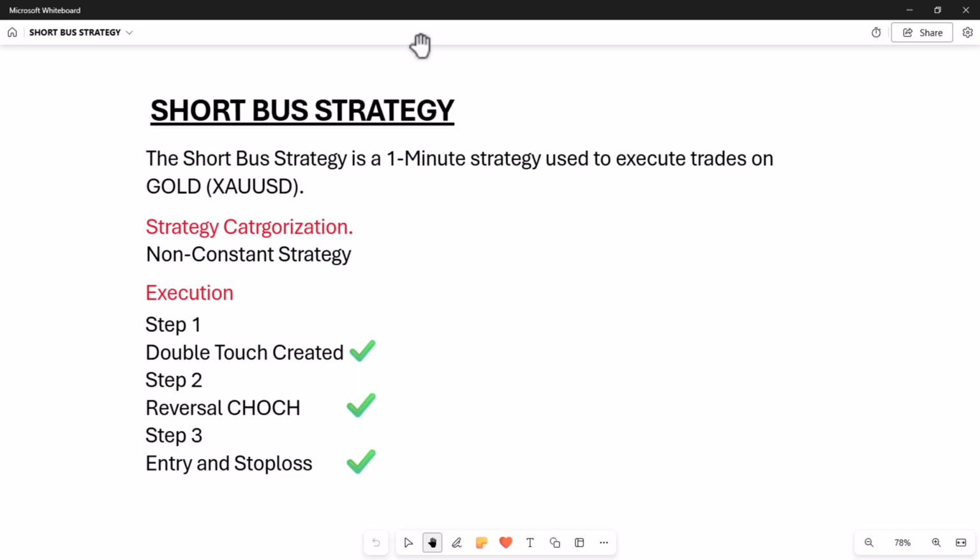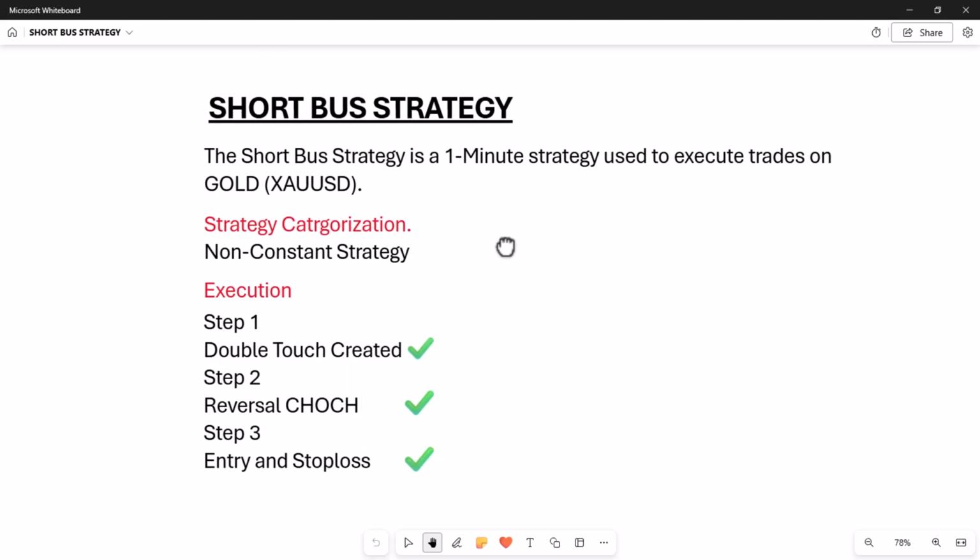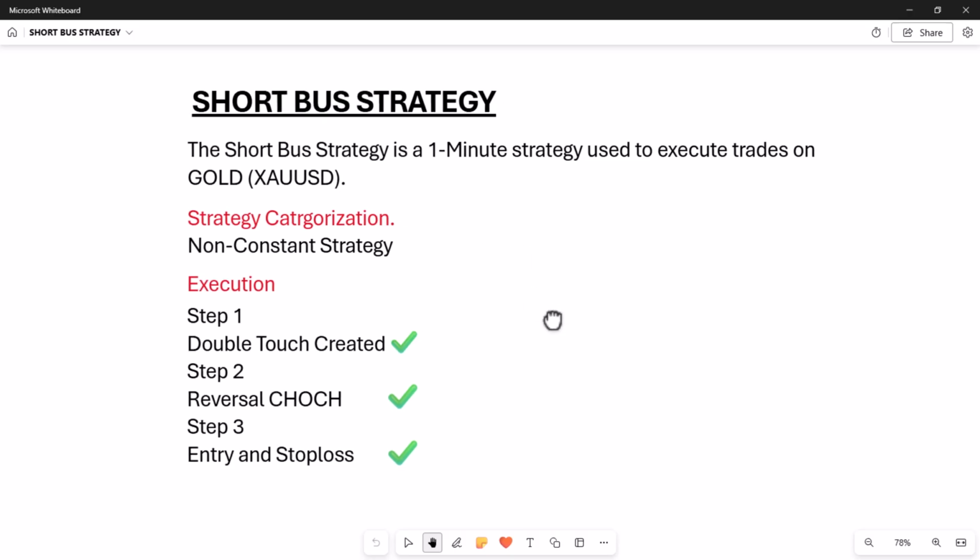I only teach this to my students. I don't really take this much. If you're my students, after you've learned constant strategies, I have to teach you this, because this is a non-constant strategy, right? Now, obviously, as you can see, I've already categorized it. It's a non-constant strategy. If you don't know this, let me explain this very quickly.